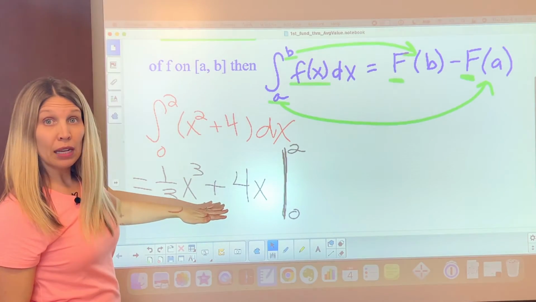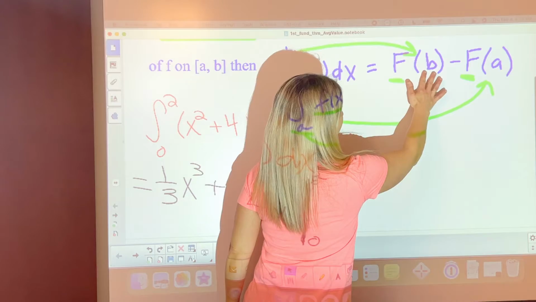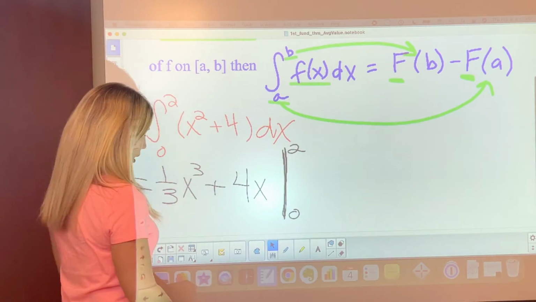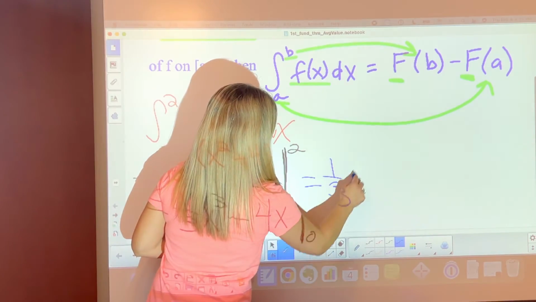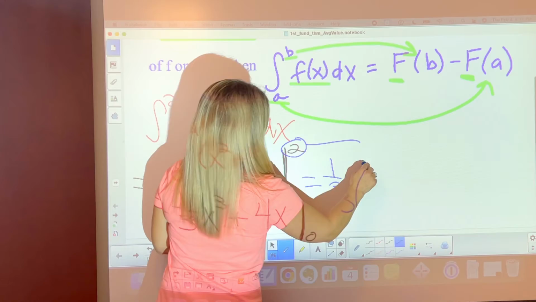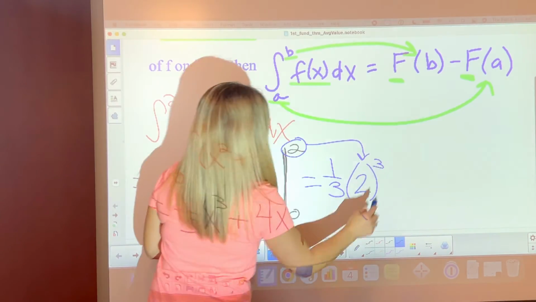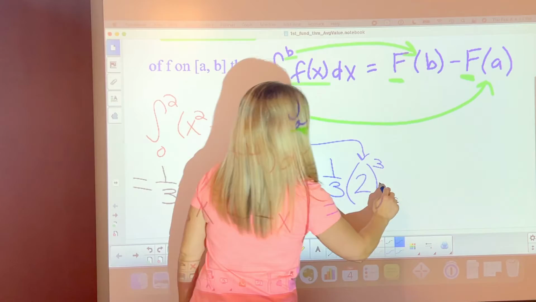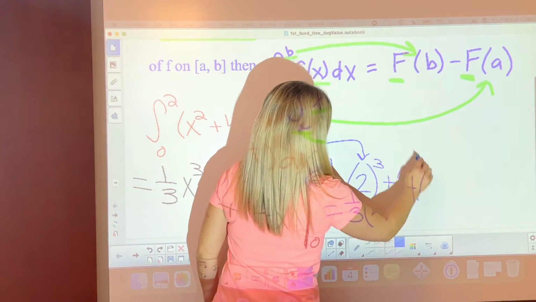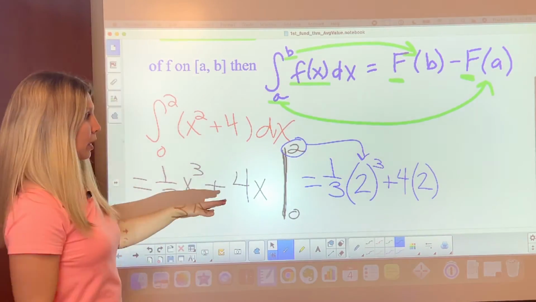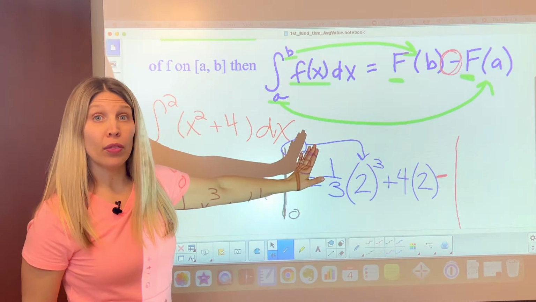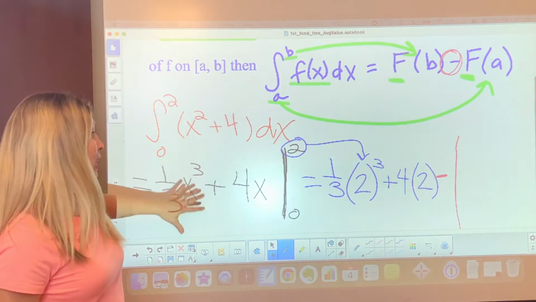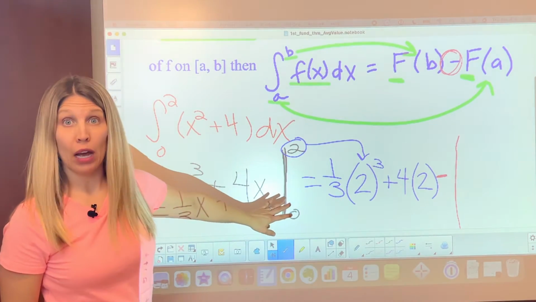So the first thing we did is found the antiderivative. Now we're going to do this part here, F(b) minus F(a), where we plug those values in. So equals 1/3 x cubed. Now the x, I'm plugging in my x value. 2 cubed plus 4 times x. Plus 4 times my x value here is still 2. Right? Now notice, this says minus. So you have to put a big old parenthesis over there because you're subtracting this whole function now with the second value in it.